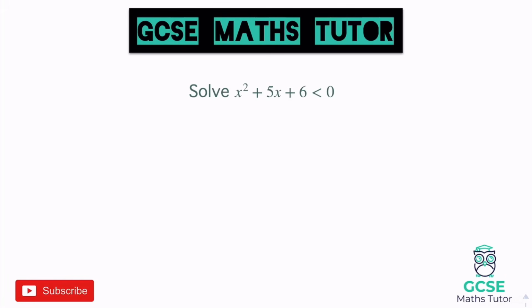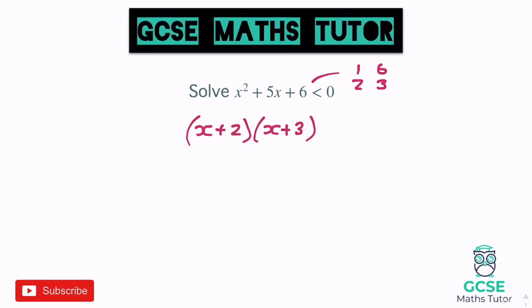So for this first one it says solve x squared plus 5x plus 6 is less than 0. Now we'll deal with that less than 0 part at the moment, but for starters we just need to solve this like we would a normal quadratic, and that means factorising it. So we'll think about how we're going to factorise this. Now the factors of 6 are either 1 and 6 or 2 and 3, and if we want to make 5 in the middle, 2 and 3 there's going to work for us. So it's x plus 2, x plus 3.